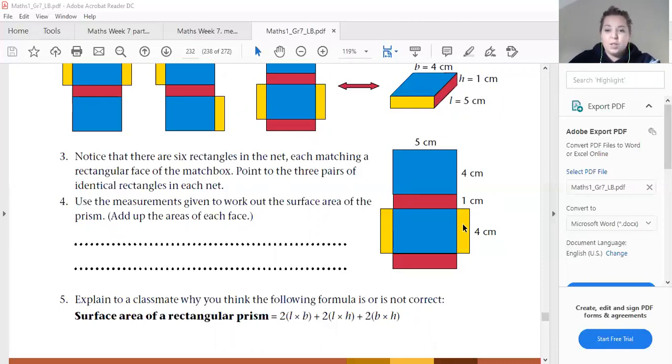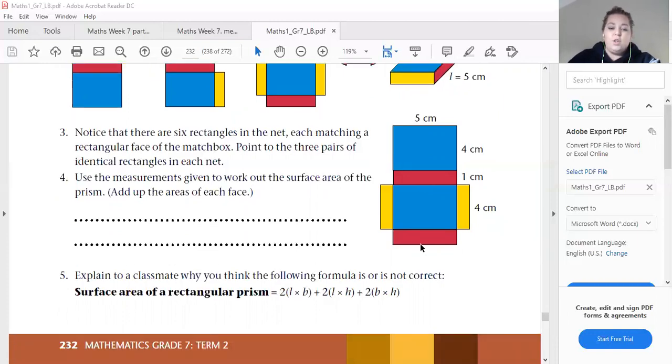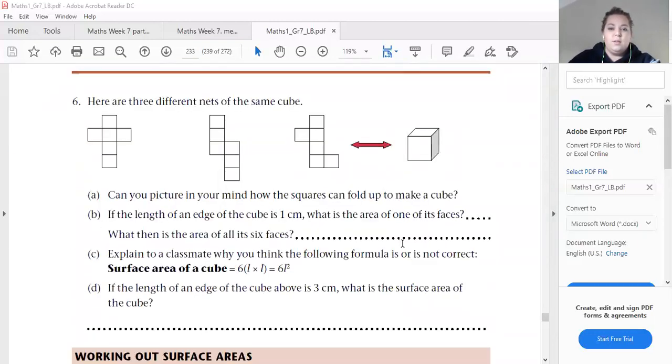Anyways, it's 4 times 2, which is 8. So then you're going to have the 40 plus the 10 plus the 8, and that's going to give you your answer. So it's 58.